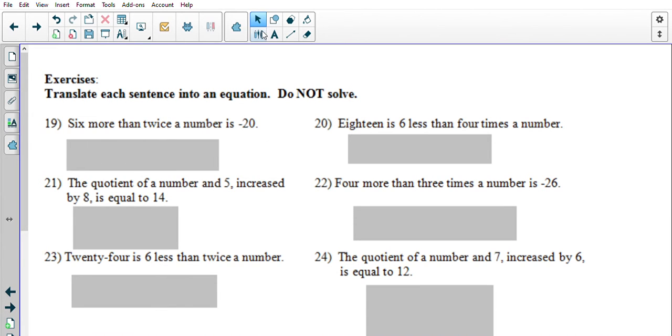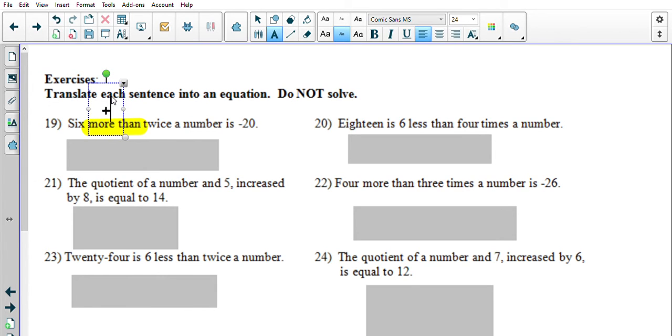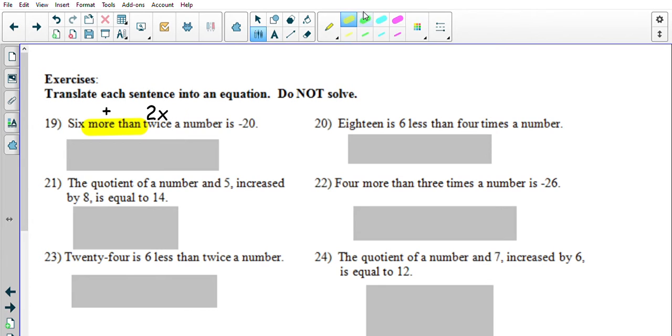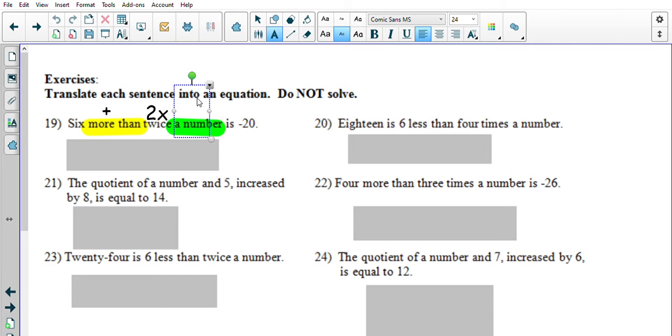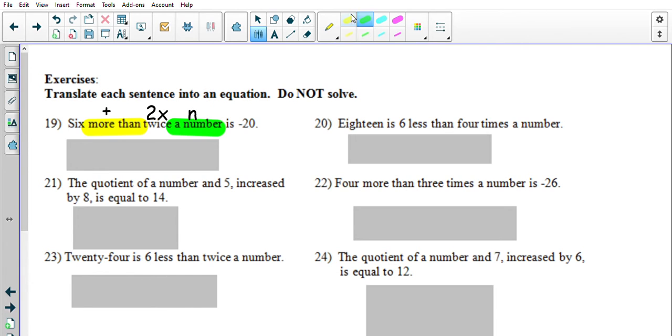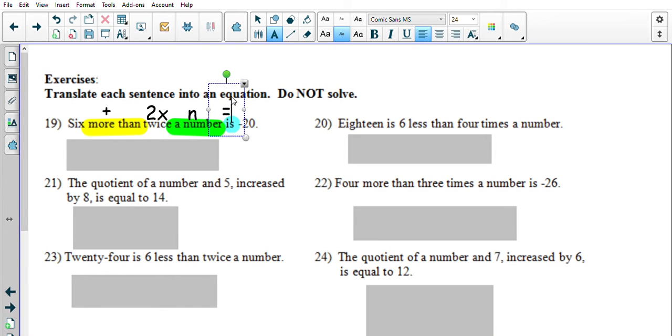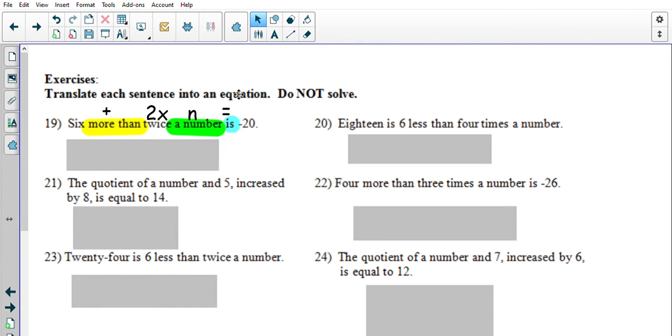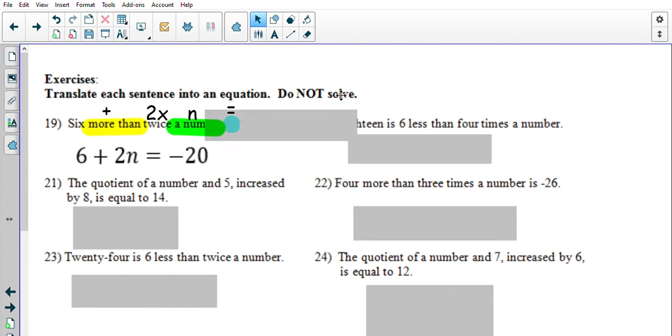Number 19. 6 more than twice a number is negative 20. Remember that the phrase more than is going to represent addition for us. Twice a number means 2 times that number. And a number is going to represent our unknown, so we'll choose a variable like n. And don't forget, the word is represents our equal sign. So let's put this together. We've got 6 more than twice a number is 6 plus 2 times n, or 2n, equals -20.